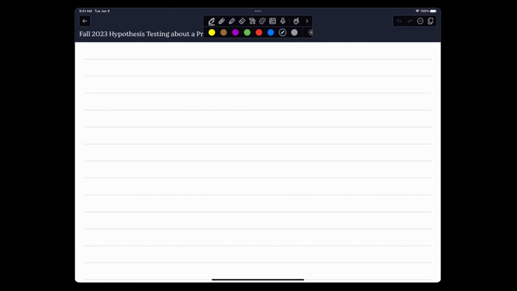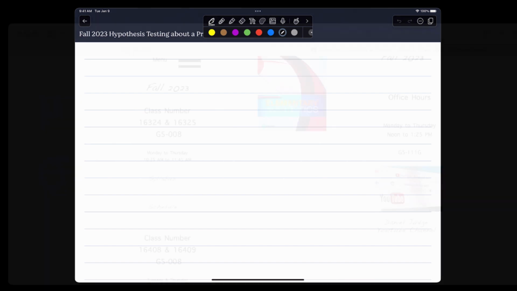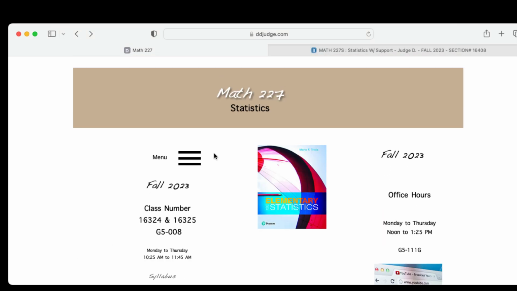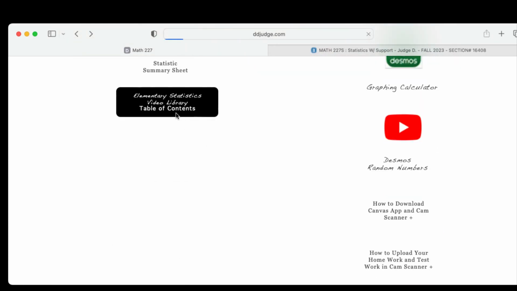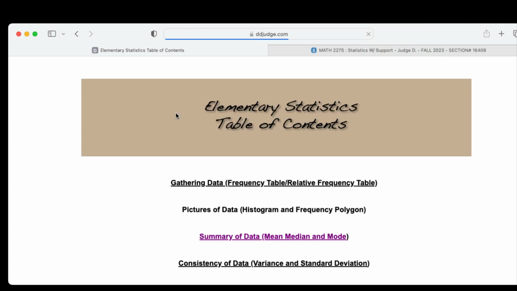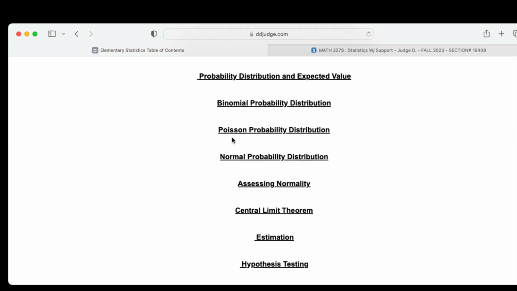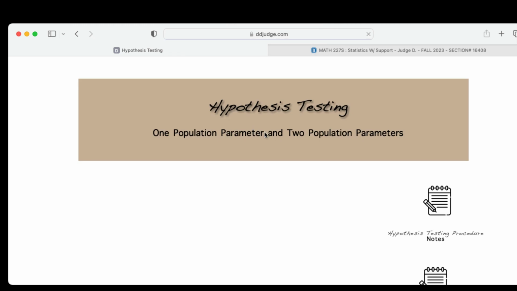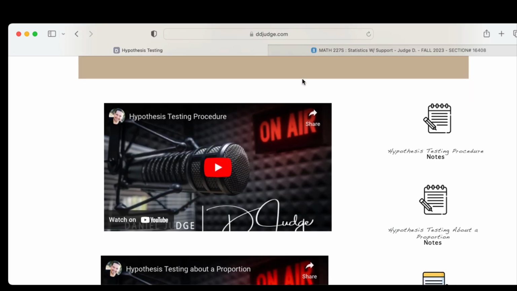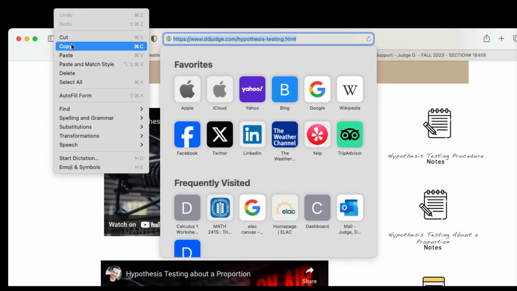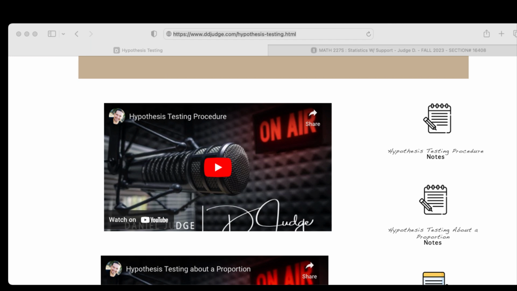Okay, hypothesis testing about a proportion. So this is the unit we're starting here, hypothesis testing. Now, if I go to my website, I want you guys to know here under 227, elementary statistics, video library, table of contents, hypothesis testing. And this is where we're looking at now, just so you guys can see that. And here we go.